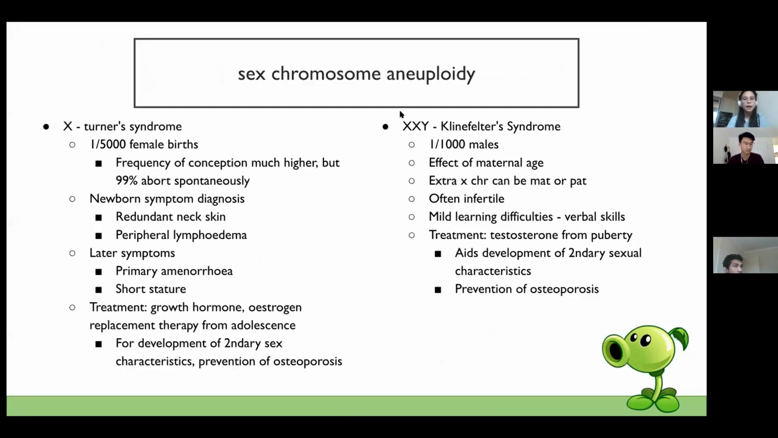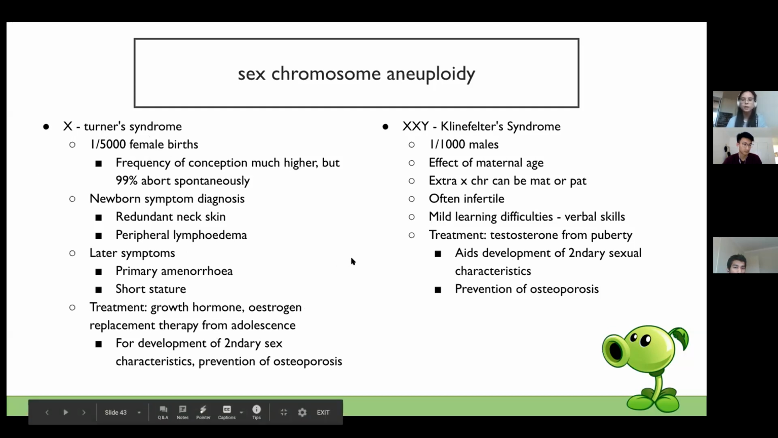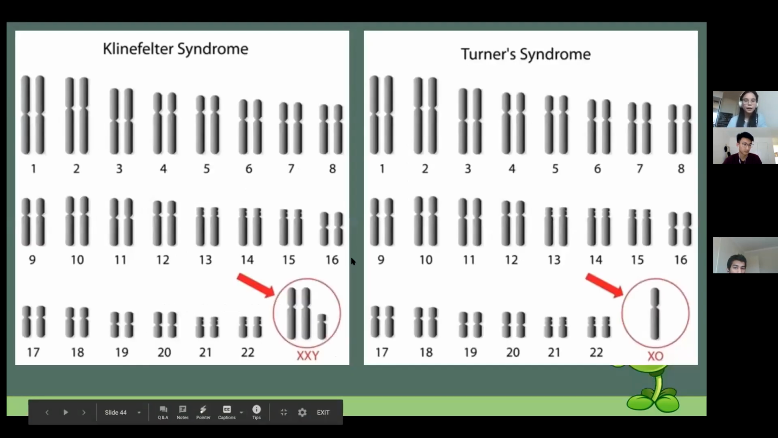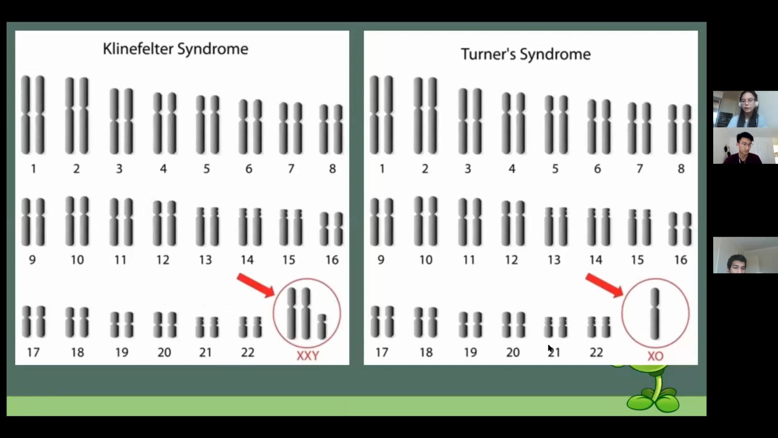So the sex chromosome aneuploidies: Turner syndrome is a missing sex chromosome, and Klinefelter's is an extra X chromosome. Turner syndrome will occur in female births, and I remember this by remembering Sophie Turner, who's a female. And Klinefelter's will occur in males. Each of these have their own symptoms and their own treatments, so you can have a look at that later. Yep, so karyotypes, that's Klinefelter's, that's Turner's.